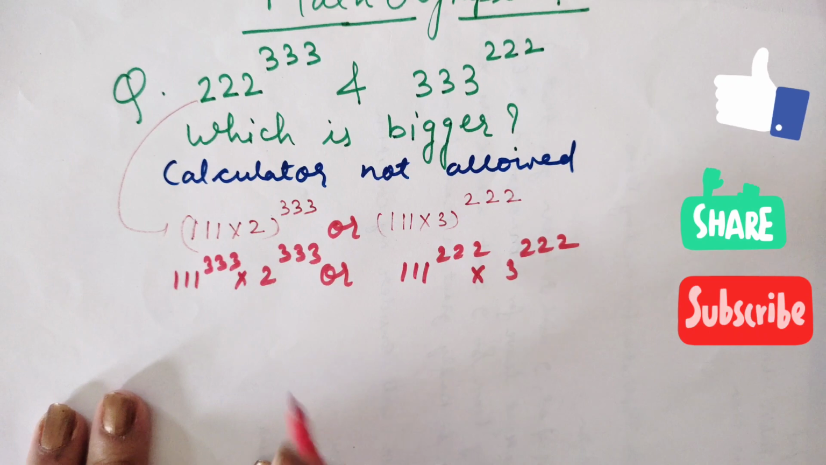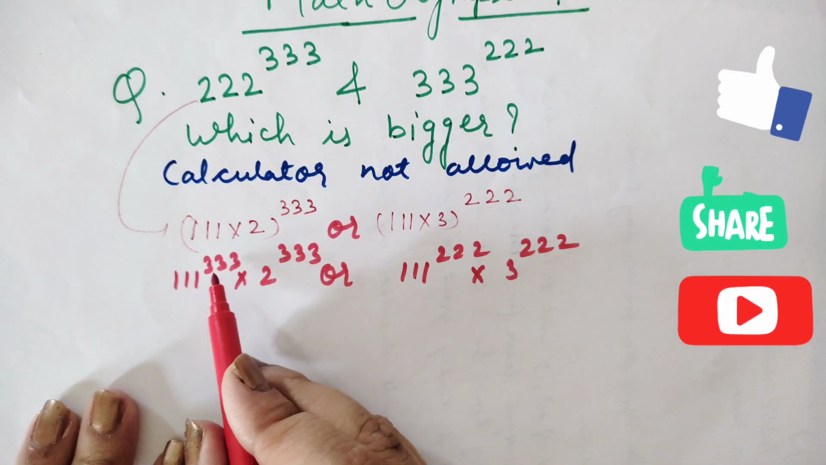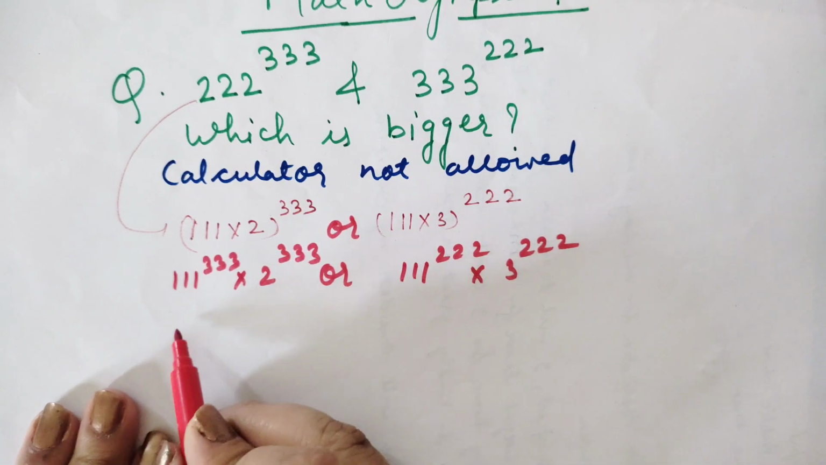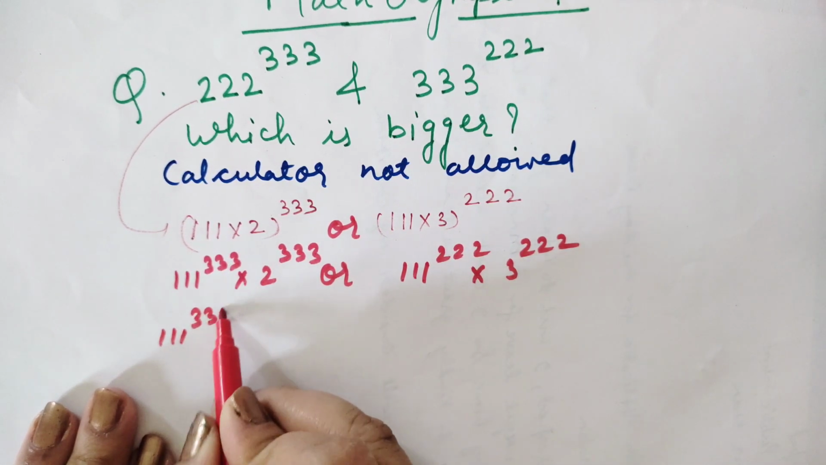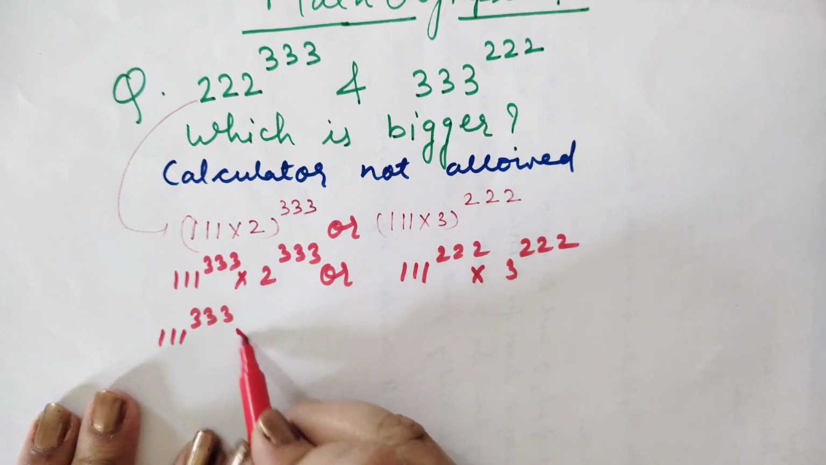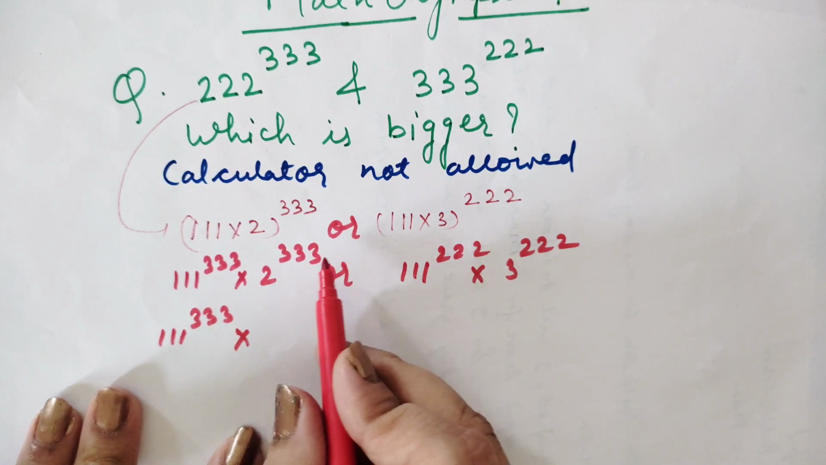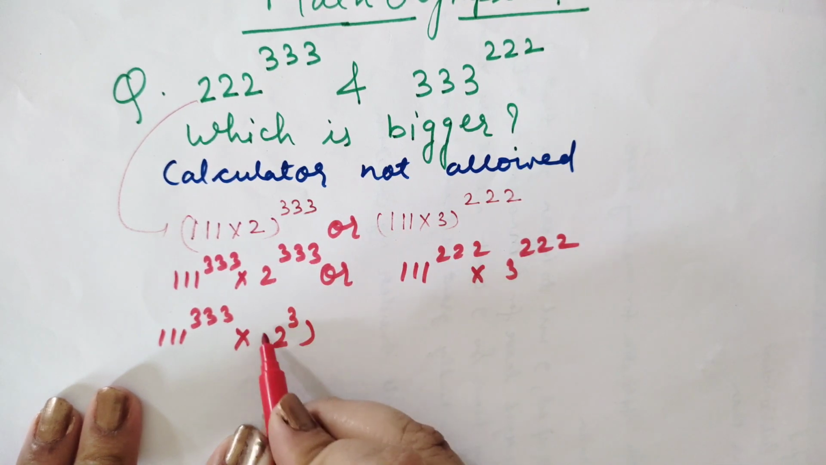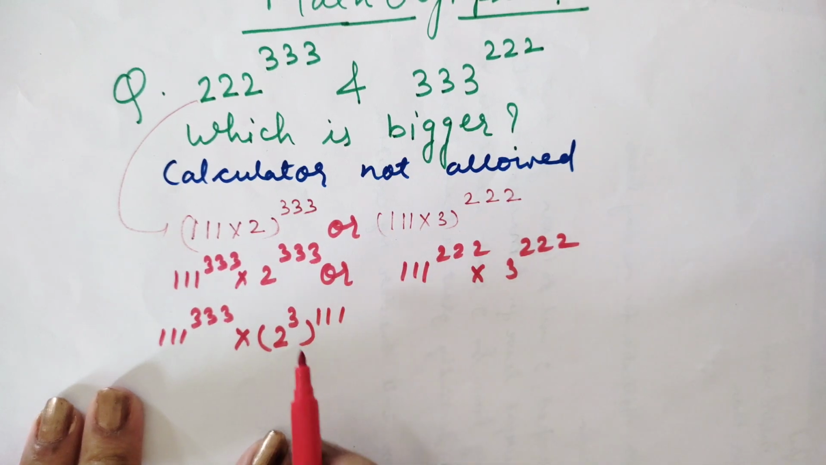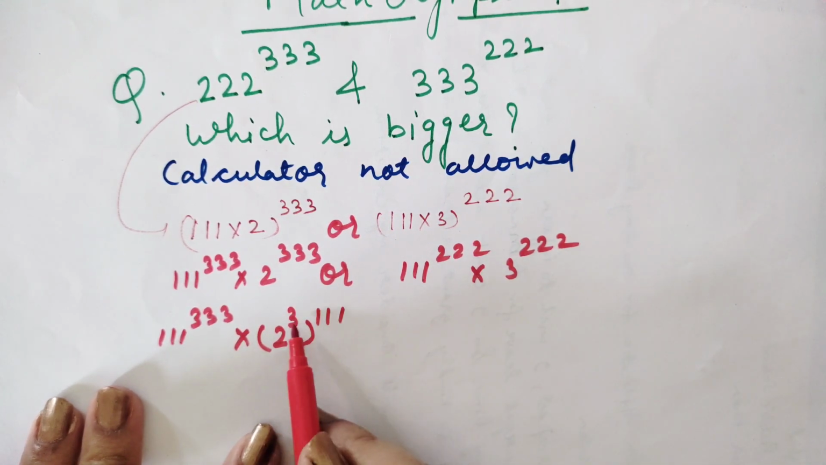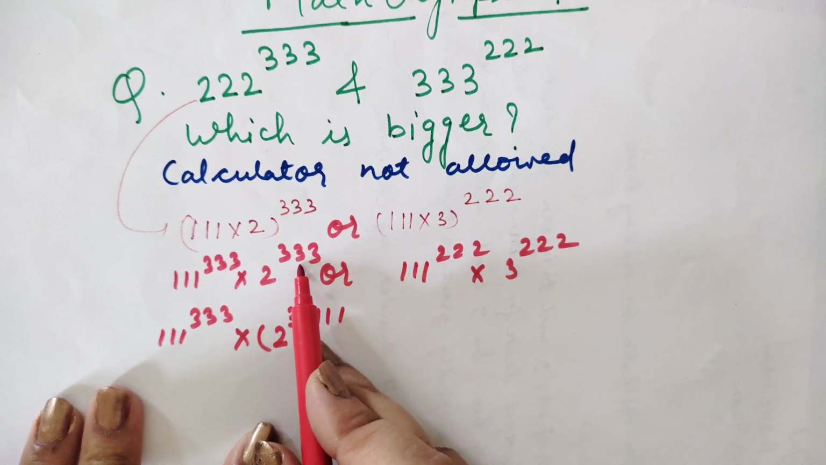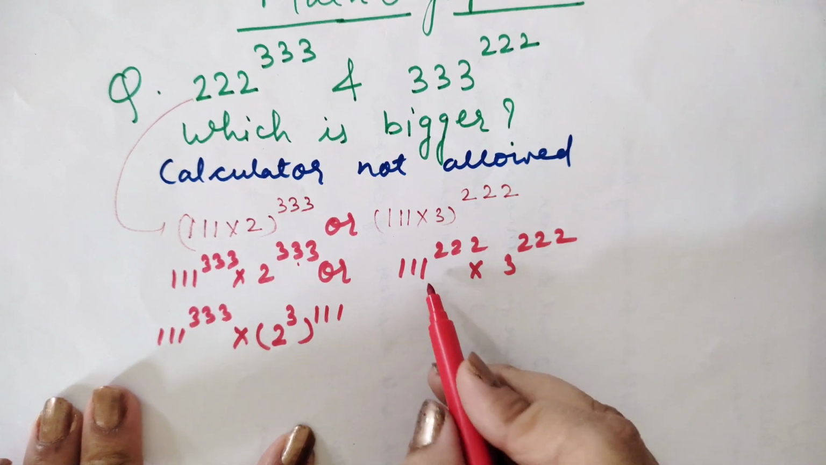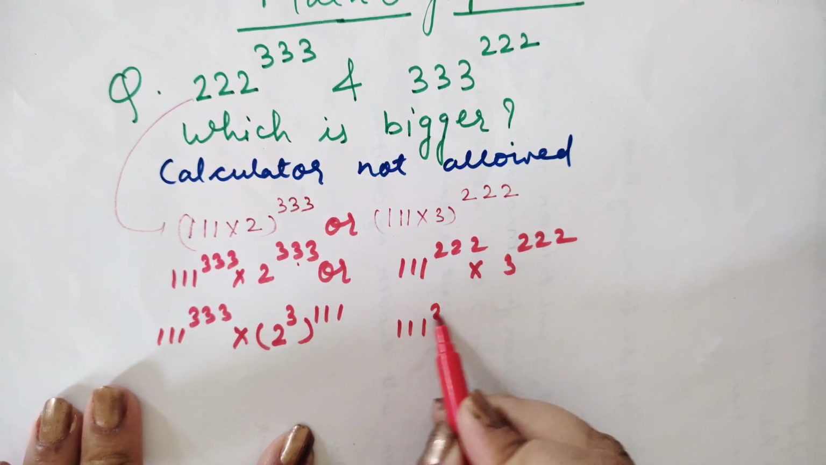Now you can see this 1 power is 333 and 2 power is 333. So in the next step we will write this number as it is, but 2 power 333 we will write as 2 cubed, whole power 111. If you multiply the powers, 3 into 111, you will get again 333. So we will write it in this form, and this one is as it is.